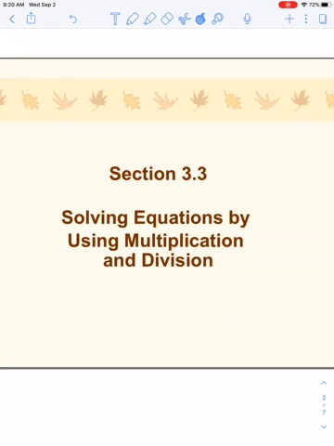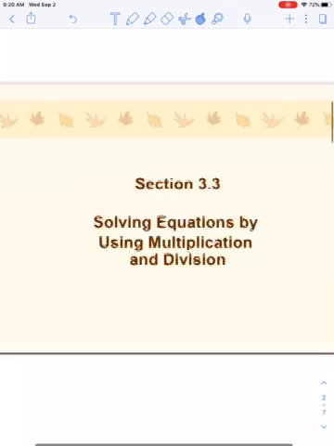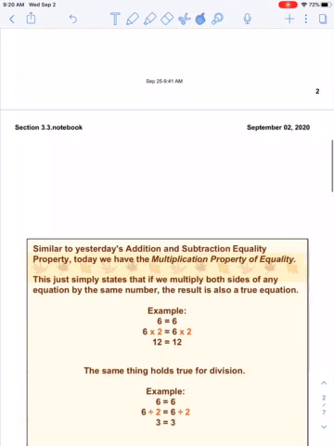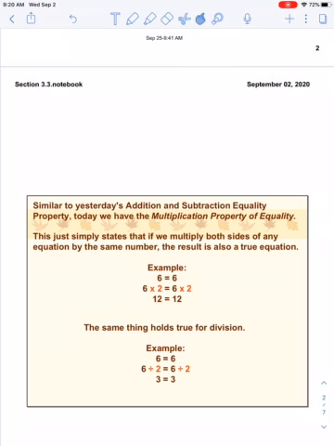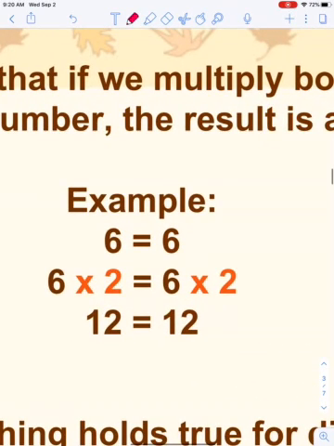We're still solving equations, and they're only still going to be one-step equations. The only thing you have to do today is multiply or divide instead of adding or subtracting. So it should be pretty simple. Just like yesterday, we had an addition property of equality. Now we have a multiplication property of equality, which means if you multiply or divide both sides by the same thing, you're still going to get a true statement, just like we talked about.